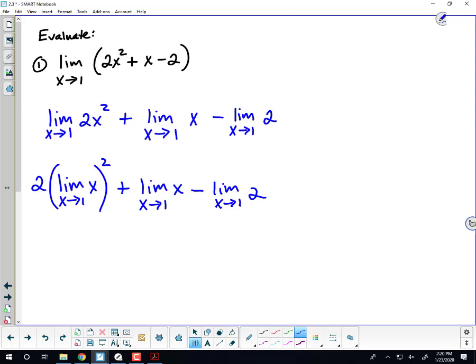So what we have here is 2x approaching 1. We're going to plug that in for x. So it's 2 times 1 squared. Plugging the 1 in again for this x. And the limit as x approaches 1 on the function 2 is what? Is 2. So we have 2 plus 1 minus 2, which is 1. Let me write it down.